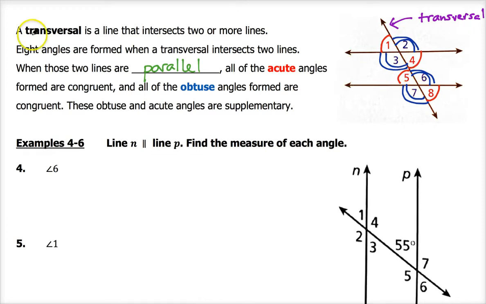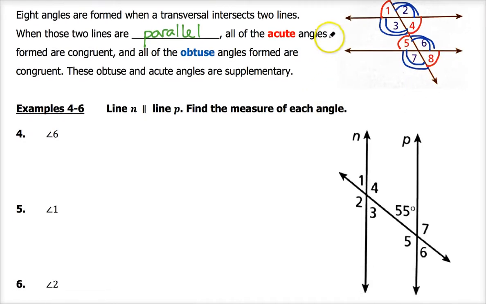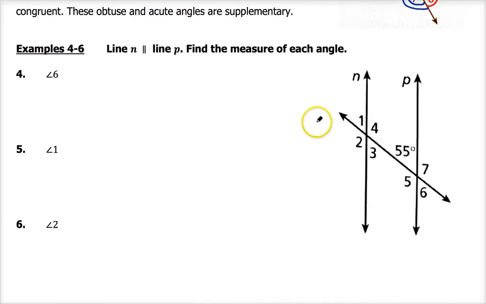So a lot of information here in this paragraph that's important to understand. The fact that the red angles are all congruent to each other, the blue angles are all congruent to each other, and one blue and one red angle would give you 180 degrees. So we're going to apply that now to these last few examples here.